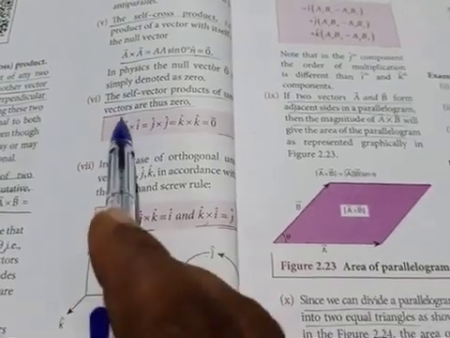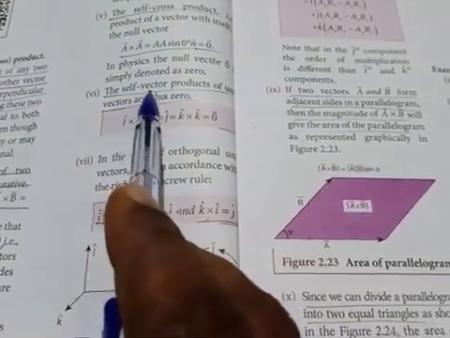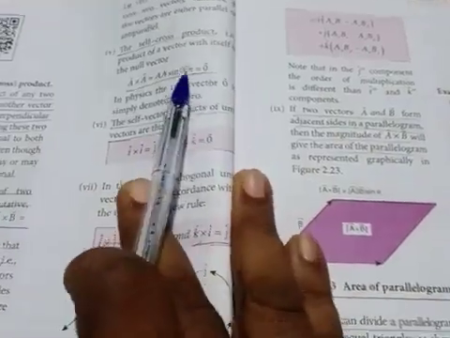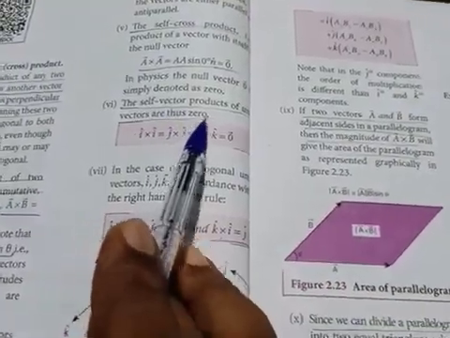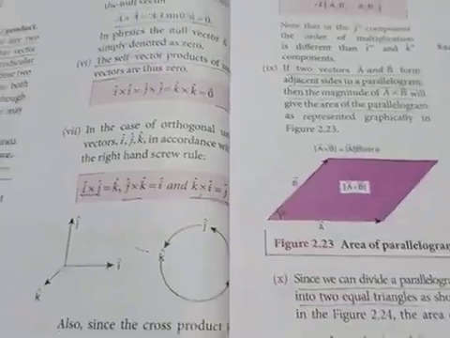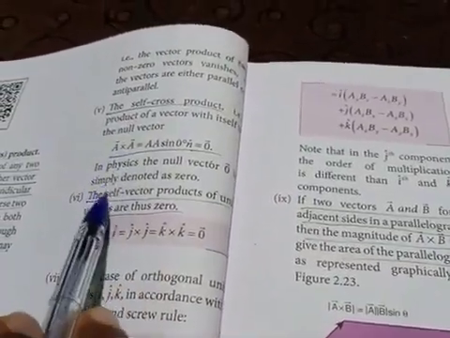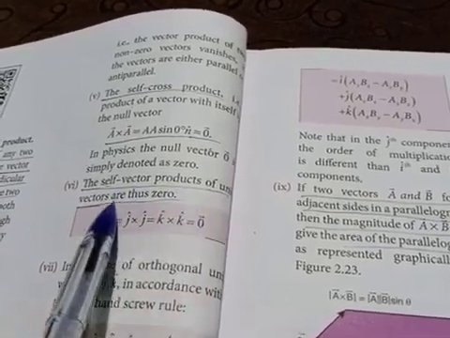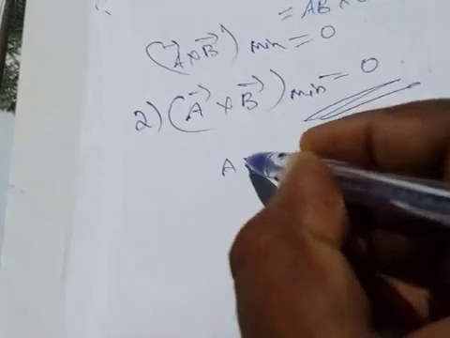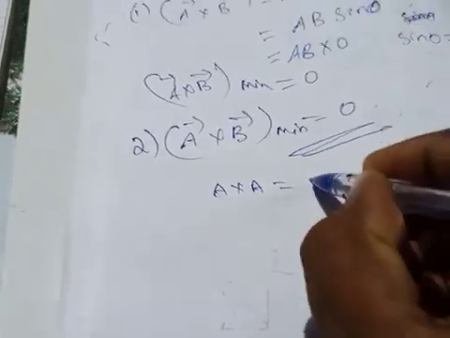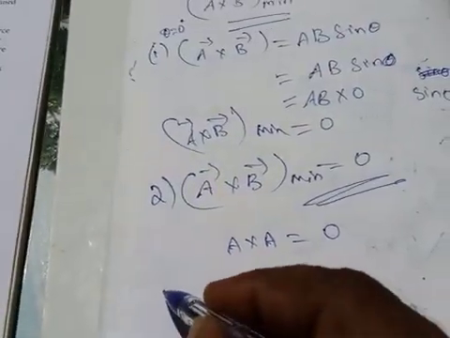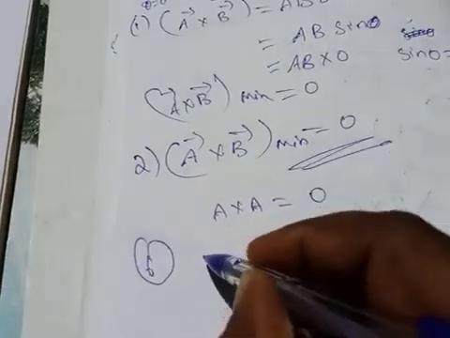Next is the sixth point: the self-vector product of unit vectors is 0. We know that A cross A is 0, so here we can write the sixth point.